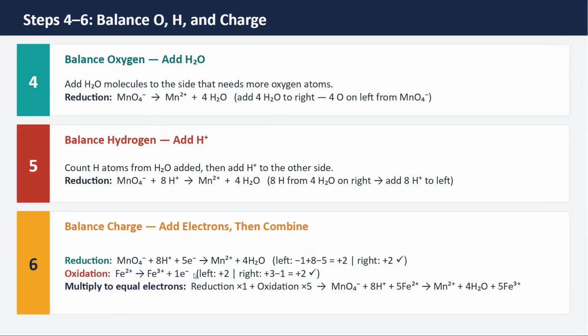So to do that, we have to make them equal. For reduction, it is 5. For oxidation, it is 1. So we're going to multiply the oxidation reaction by 5, so it can have 5 electrons, and then add it with the reduction reaction. So they get cancelled, because in oxidation, it is on the product side, and in reduction, it is on the reactant side. So after doing that, the final equation becomes MnO4 negative plus 8H positive plus 5Fe2 positive, giving Mn2 positive plus 4H2O plus 5Fe3 positive.